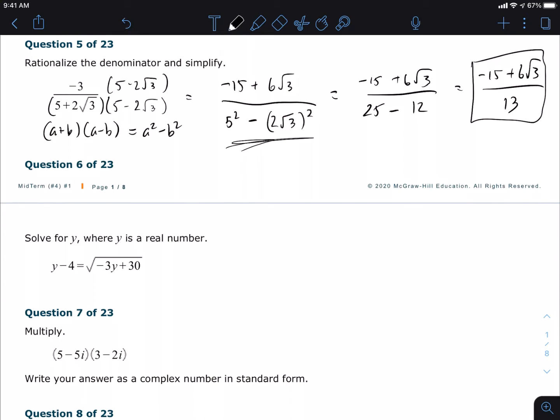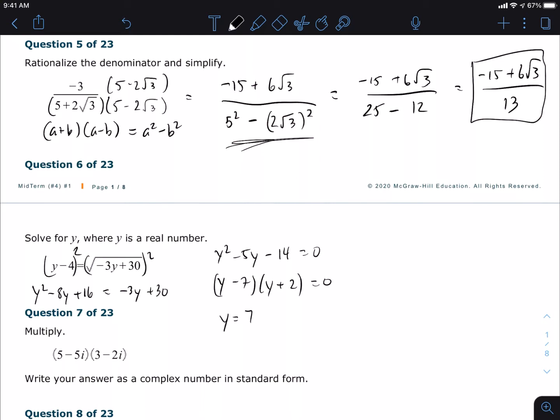So in order to do this, we're going to have to square. So I'll square this side, which means I got to square this side. So I'm going to get y squared minus 8y plus 16 is equal to negative 3y plus 30. And then moving everything to one side, I'm going to get y squared minus 5y minus 14 is equal to 0. So that's going to be y minus 7 and y plus 2. So y is equal to 7 or y is equal to negative 2. But we should check. And our numbers are these.